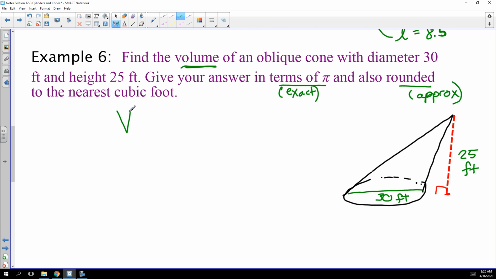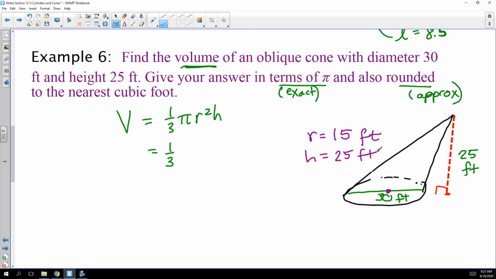And we want to find the volume, and the formula for finding volume of a cone is 1/3 pi r squared h. And let's see what we already know. If the diameter is 30 feet, then the radius has to be 15 feet, half the diameter. And we already know that the height is 25 feet. So we really are good to go. We've got everything we need. 1/3 pi times 15 squared times 25, right? So that's 1/3 pi times 225 times 25.